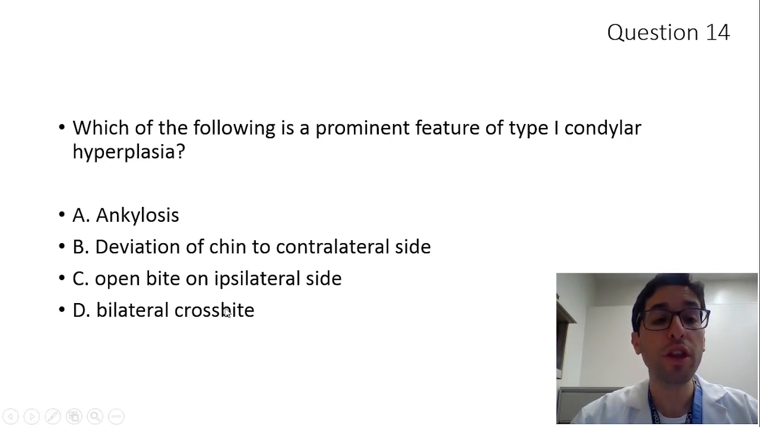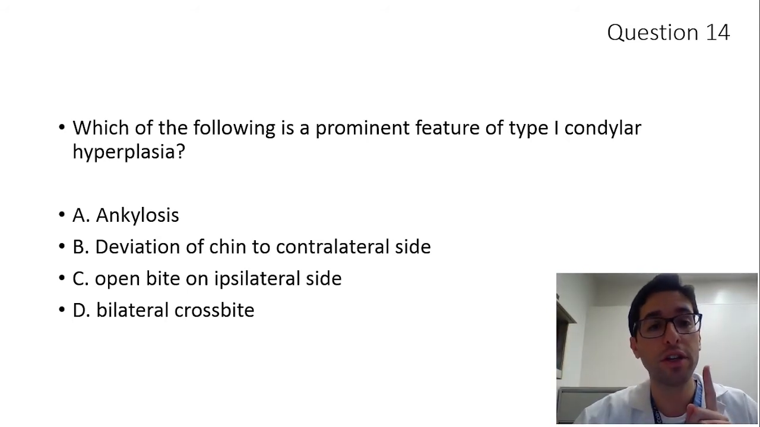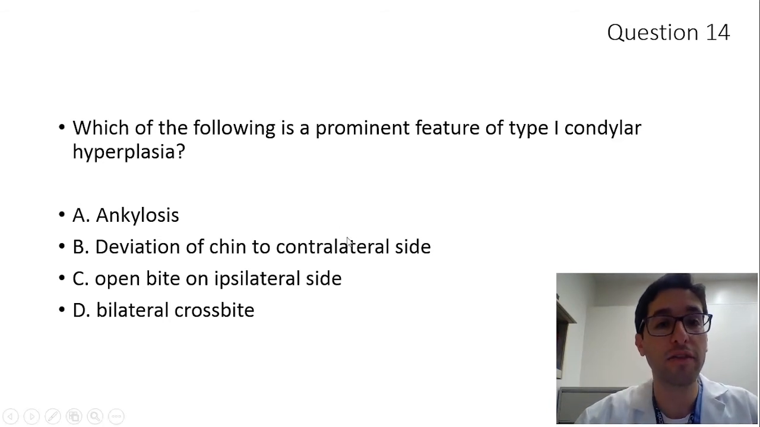No, D is wrong. You can get unilateral crossbite, because unless your condyles are bilaterally hyperplastic, but no, we're talking about a unilateral condylar hyperplasia. That's the only way you would notice it. Bilateral would just be symmetric growth. Anyway, you would never get a bilateral crossbite from condylar hyperplasia. So we could rule out D and we could rule out ankylosis. Ankylosis is completely not true. That has nothing to do with condylar hyperplasia. So it's going to be either B or C. So as the condyle gets longer, you're either going to get deviation of the chin or you're going to get an open bite on the side of the condylar hyperplasia.